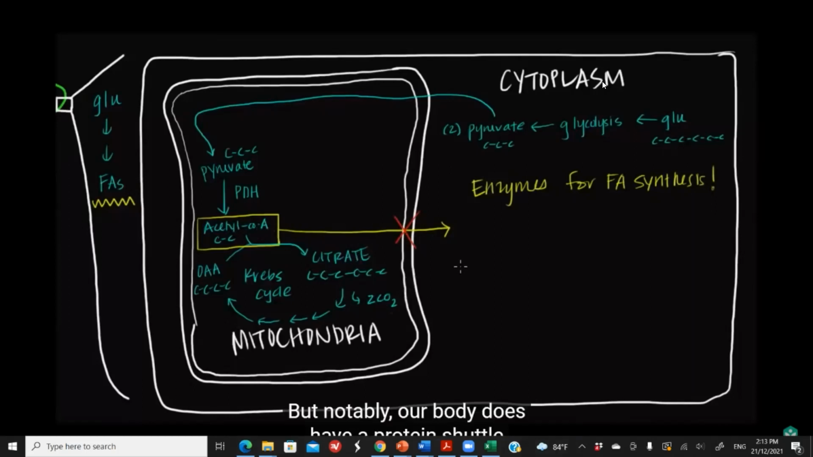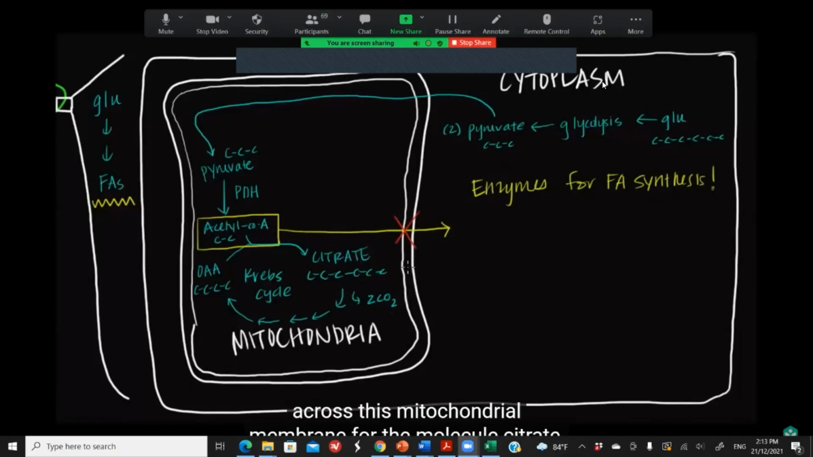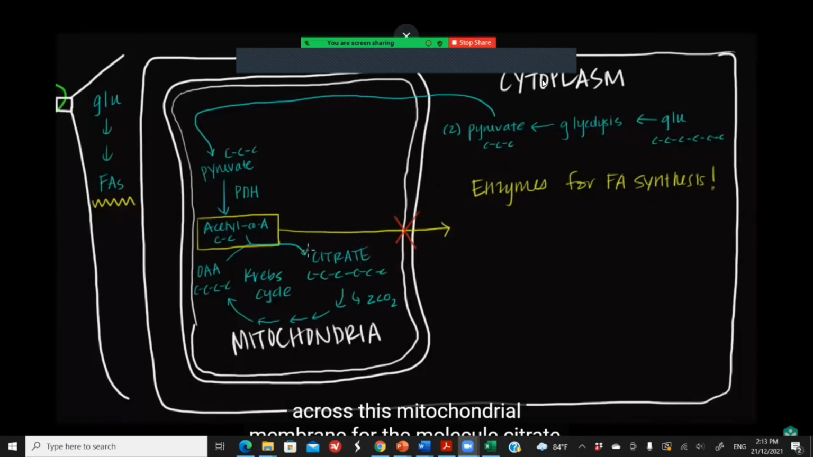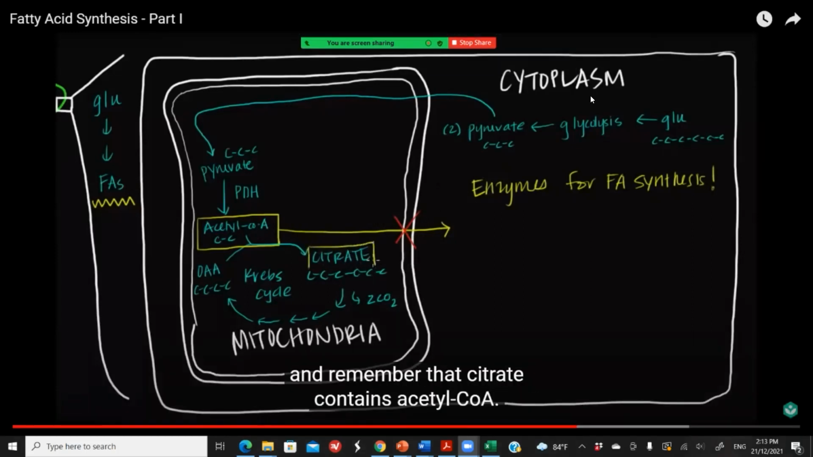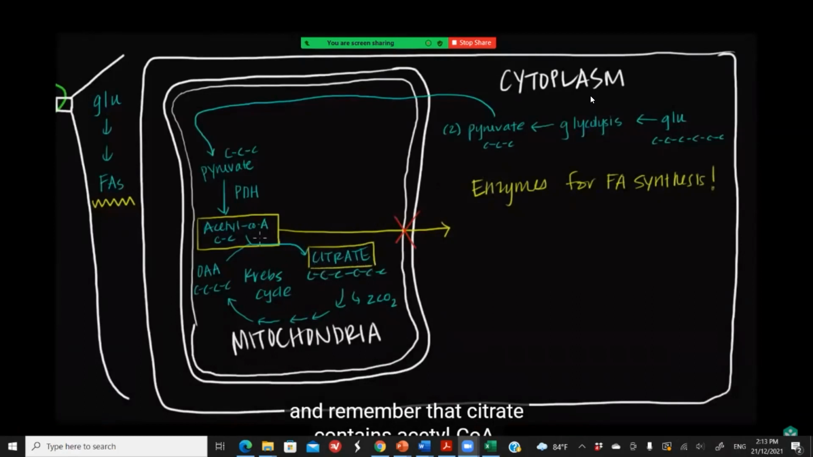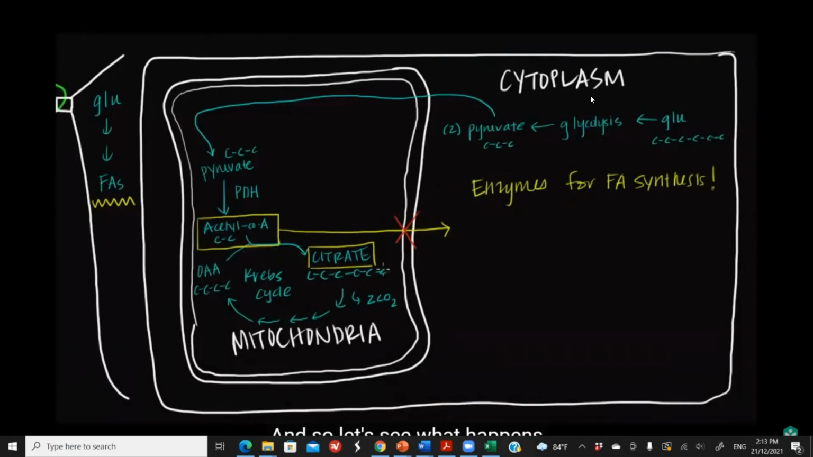But notably, our body does have a protein shuttle across this mitochondrial membrane for the molecule citrate. And remember that citrate contains acetyl-CoA. Of course, it also contains this molecule, acetoacetate, that combines with it. And so let's see what happens when this shuttles across the mitochondrial membrane.